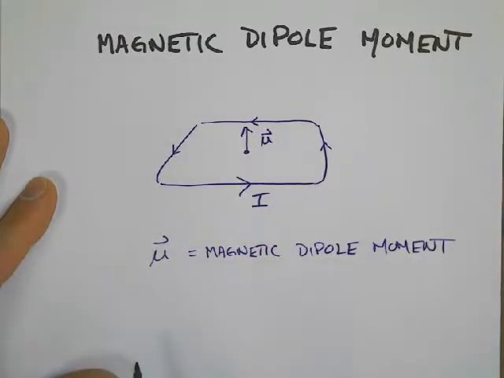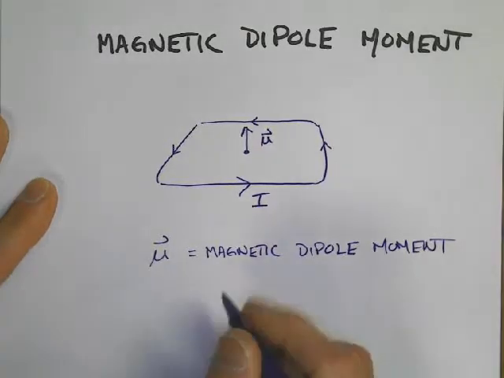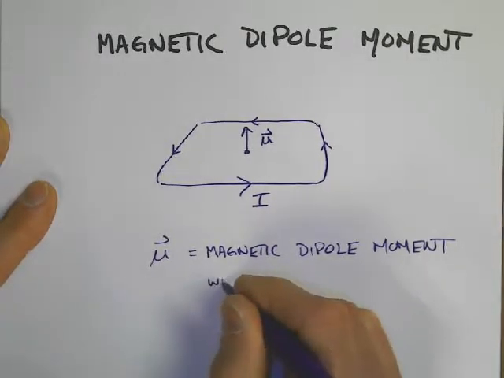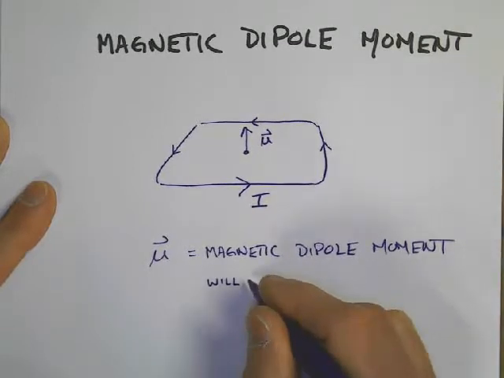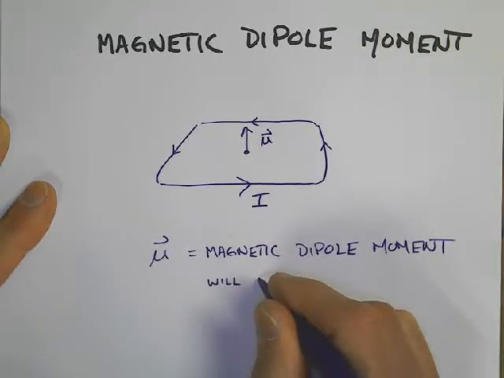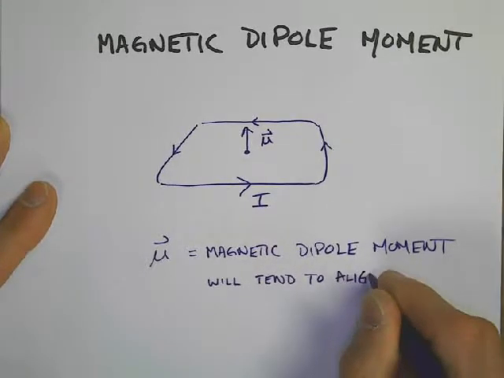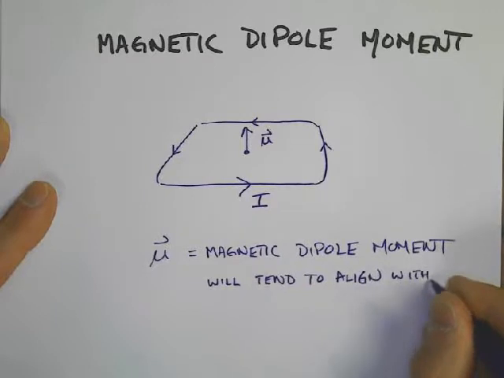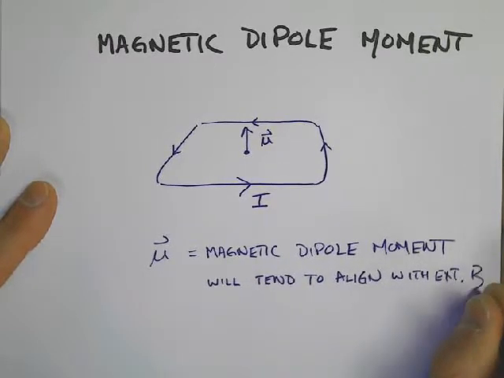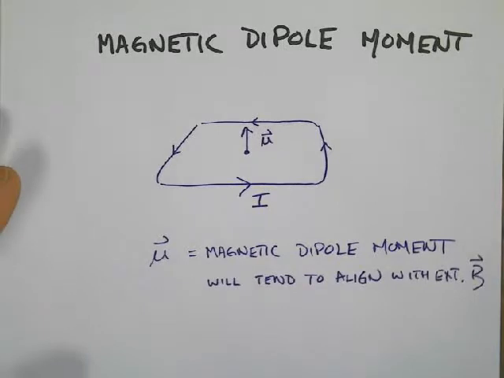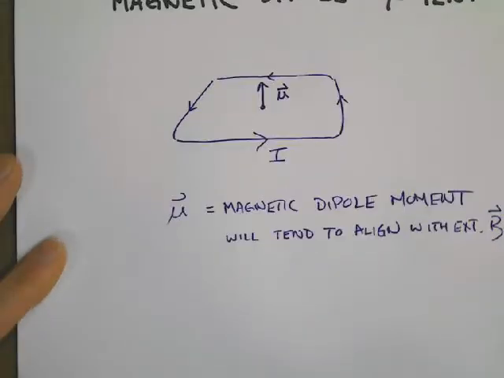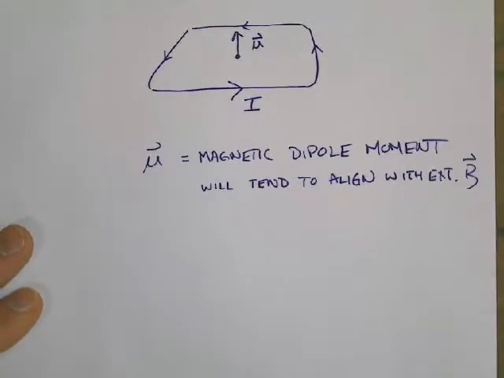Now to make a long story short, that vector is useful because that vector is going to always try to line up with the external magnetic field. So that's basically what I want you to see. So this will tend to align with the external field. And if you can see that, it's actually a pretty easy way to figure out which way a loop will turn if it's put into a field.